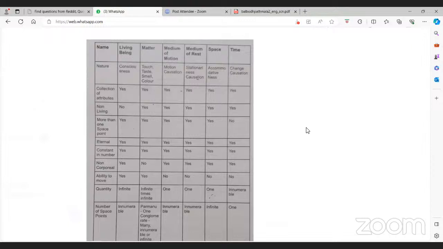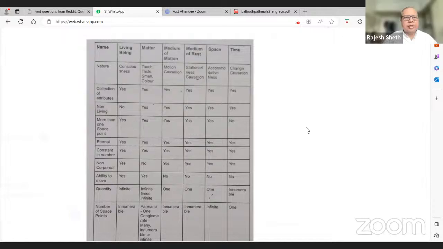The living beings have the ability to move. The matter has the ability to move. Medium of motion does not have the ability to move. Medium of rest does not have. Space does not have, and time does not have the ability to move. Okay, fine. But why does the medium of motion not have the ability to move? Because it is one. If you see the next question, the quantity, you will understand.